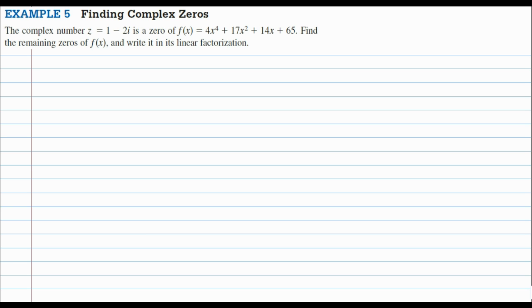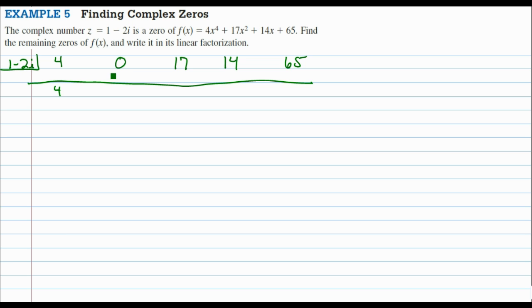and I can put that through synthetic division. What, Miss Larson, you're crazy. No, I can't. Yes, I can. Okay, here we go. Drop the 4. 4 times 1 minus 2i is 4 minus 8i. 0 plus 4 minus 8i is 4 minus 8i.